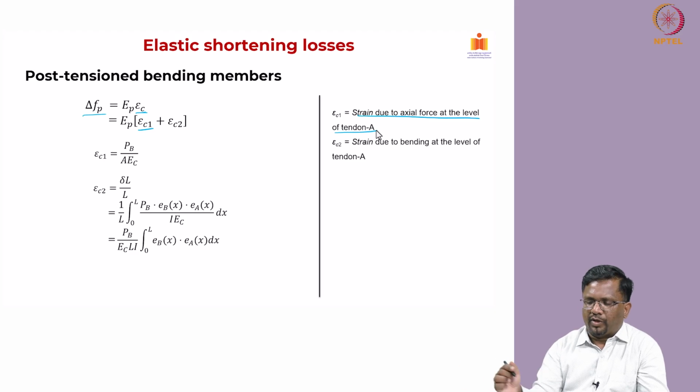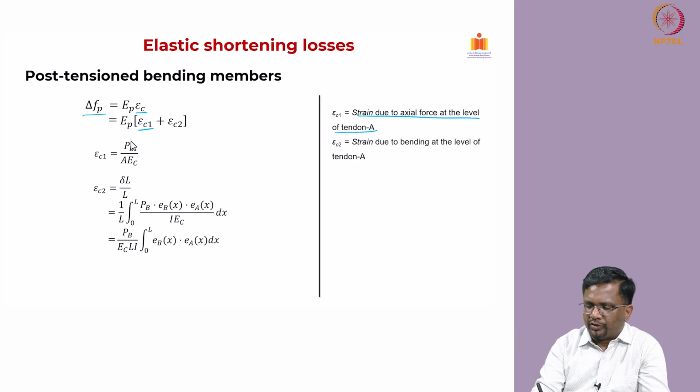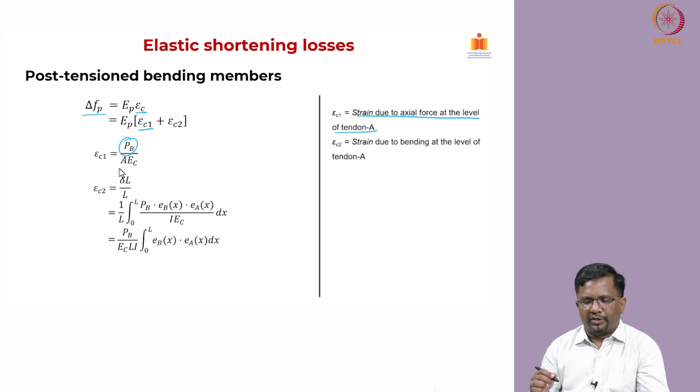Right. Now, what is epsilon C1? For epsilon C1, the force that I am applying is on the tendon B. So, the force is going to be PB, right, and PB by A will give me the axial stress component, that divided by Ec will give me strain. So, strain is nothing but stress divided by elastic modulus. So, that is what we have written, epsilon C1. The epsilon C2 is tricky. Now, what is epsilon C2? Epsilon C2 comes from the bending component. Now, for the bending component, how do you get your stress?